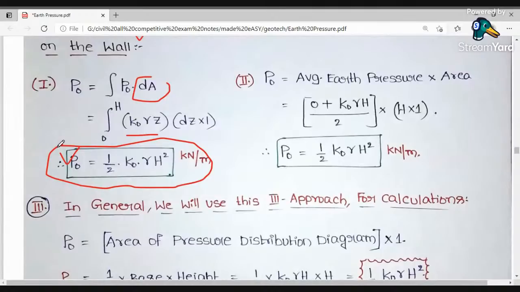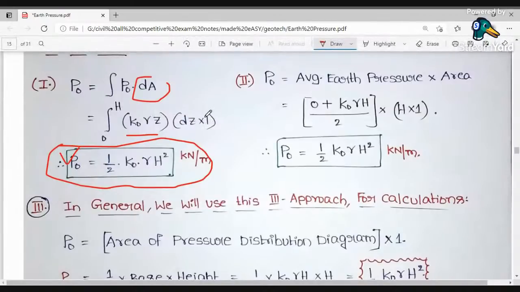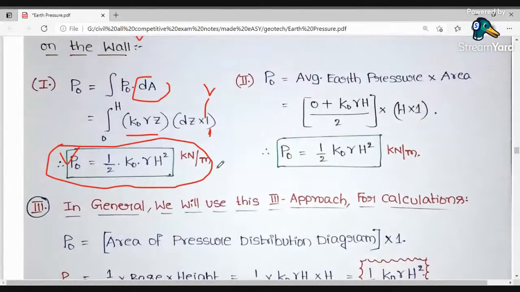per meter. Why kilonewton per meter? We are assuming the height is per meter length. So this is basically length, and this length we are assuming as 1 meter. So here that is why I write the unit as kilonewton per meter. Although it is a force, since I am determining it per meter, that is why I have written kilonewton per meter, right?